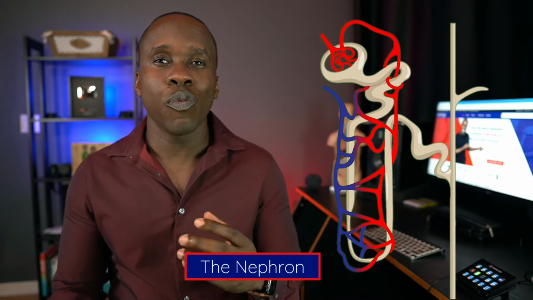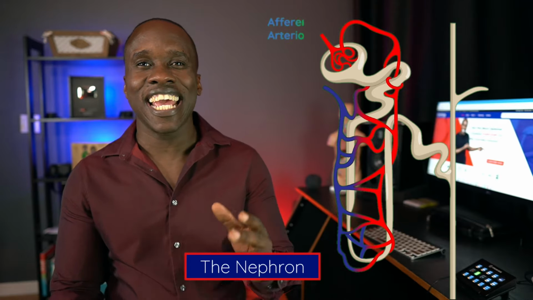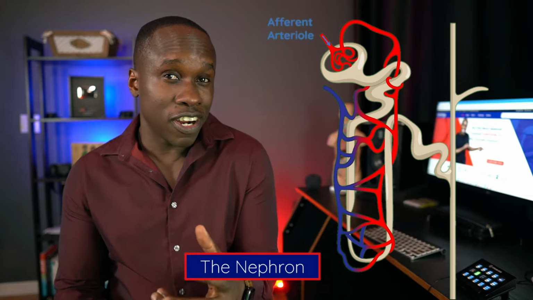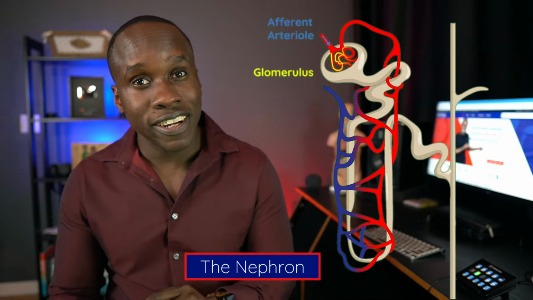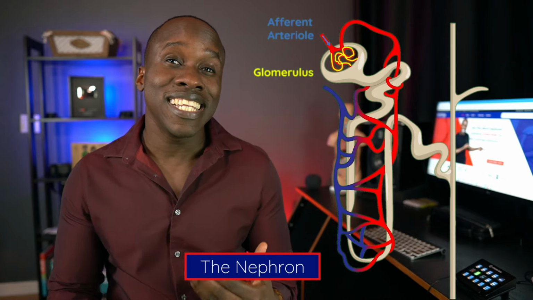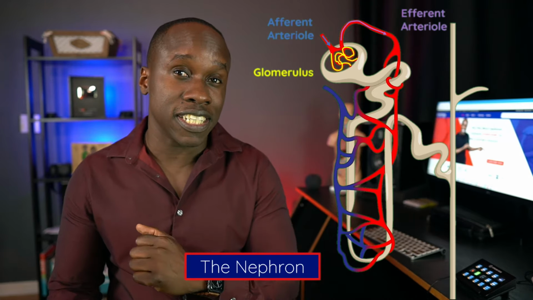In this video, we're going to look at one part of that process, and that is what is happening in the glomerulus. Now, as a reminder, here we're looking at the nephron, and with the nephron, what we have is the afferent arteriole bringing blood into the nephron, into the glomerulus. You can see that structure right here, and from there, the blood leaves via the efferent arteriole.